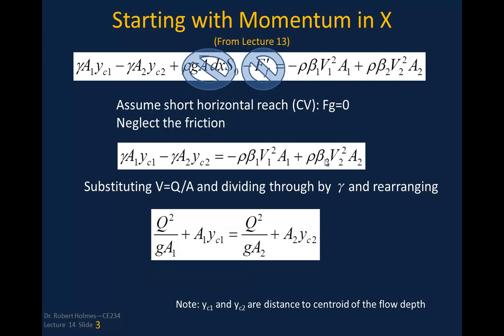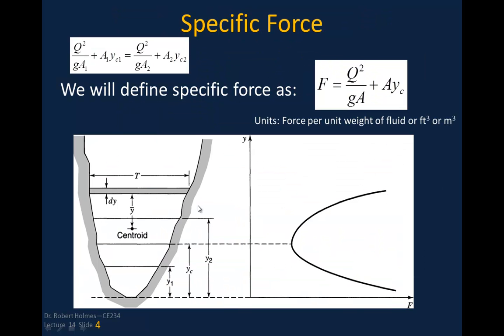You'll note that if we substitute in Q over A, which is the continuity equation for V, and divide through by the unit weight of the fluid, which is gamma, if we rearrange, we get this form of the equation. Now, I want to make mention again that this YC1 and YC2 are not depths, but they are distances from the water surface down to the centroid of the flow area, the flow depth there. So again, in this cross-section view, YC1, YC2 would be this distance from the water surface down to the centroid.